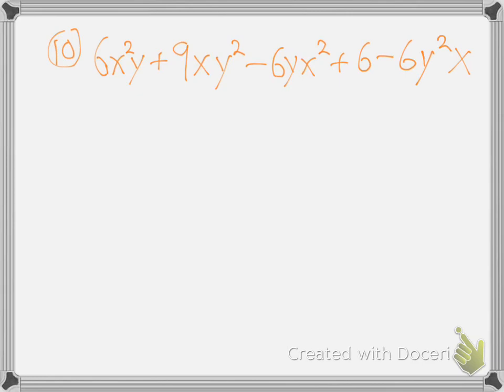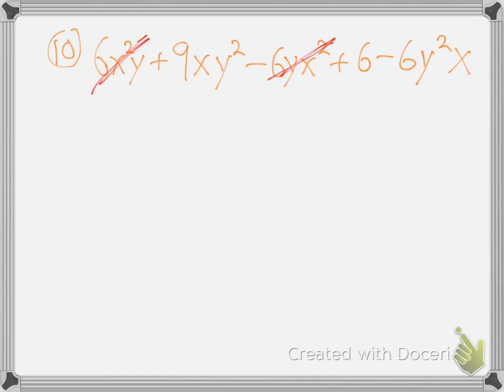Remember, the order doesn't matter, right? So 6yx squared, that's the same as 6x squared y. The order doesn't matter. They're trying to fool you with that. They're trying to switch the order on you. These guys just cancel, don't they? They're the same thing. Right?